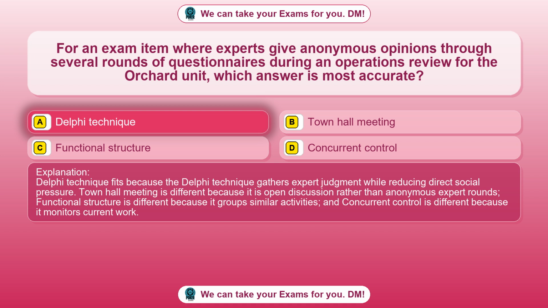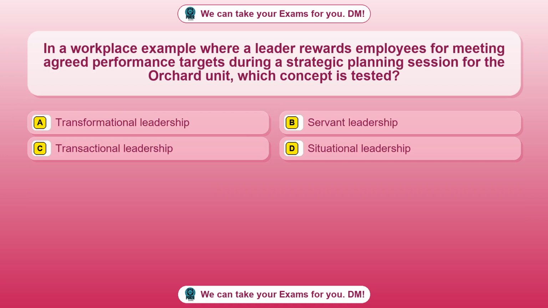Functional structure is different because it groups similar activities, and concurrent control is different because it monitors current work. Question 68. In a workplace example where a leader rewards employees for meeting agreed performance targets during a strategic planning session for the Orchard unit, which concept is tested?